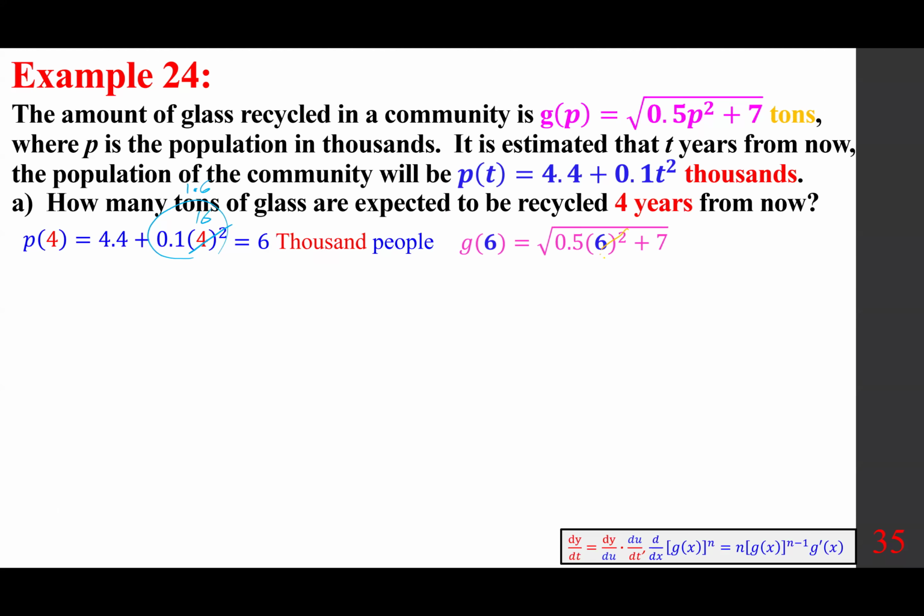This is 36.5 times 36. Half of it is 18. 18 and 7, 25. Square root of 25 is 5. 5 tons, same units, tons of glass.